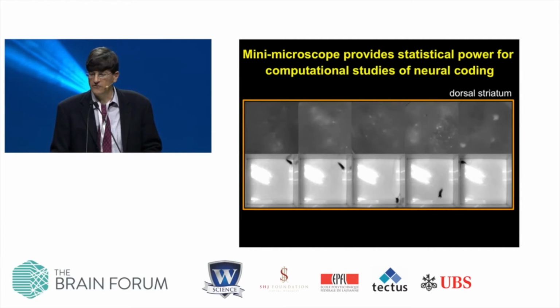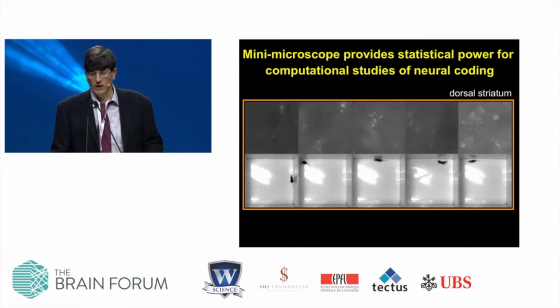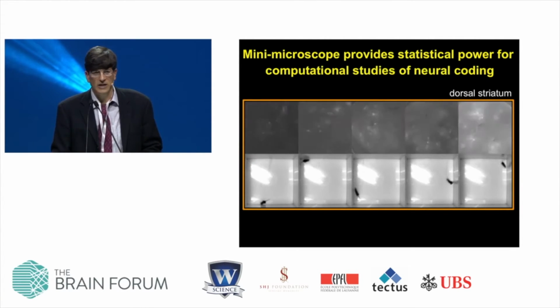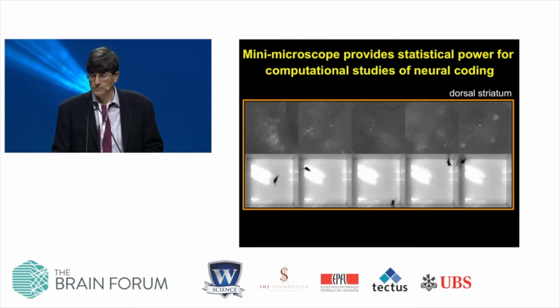Now this is what a good afternoon looks like. We can have multiple mice plugged in with this technology. We can be tracking the large ensemble dynamics, hundreds of cells per animal. And in a single afternoon, we can gather several terabytes worth of brain imaging data. So we have very good statistical power now for computational studies of large-scale neural coding.